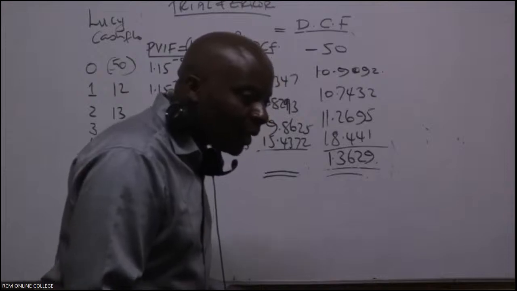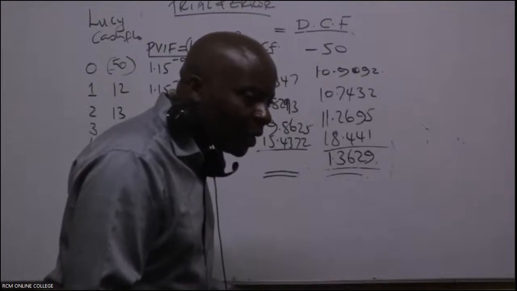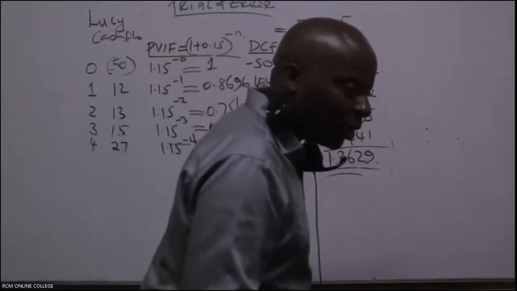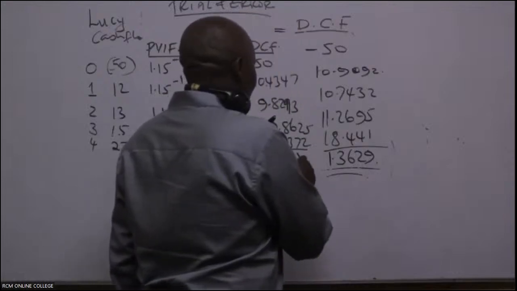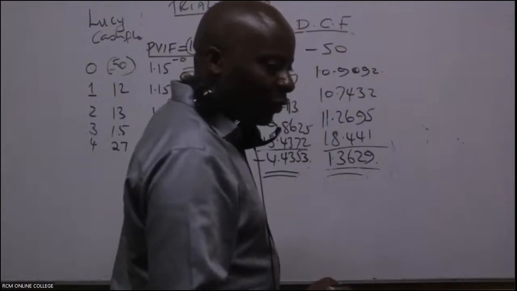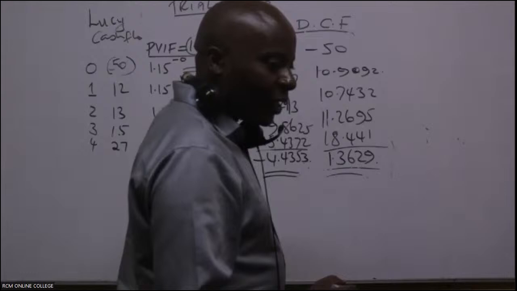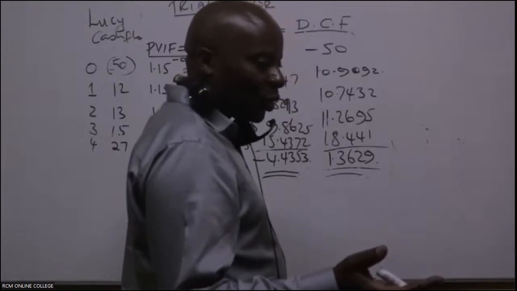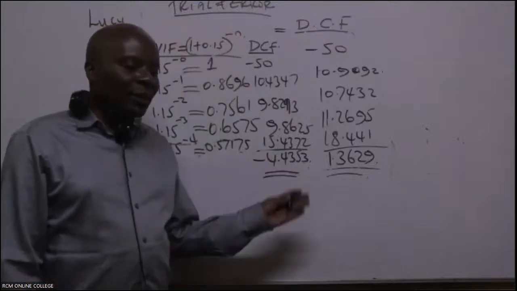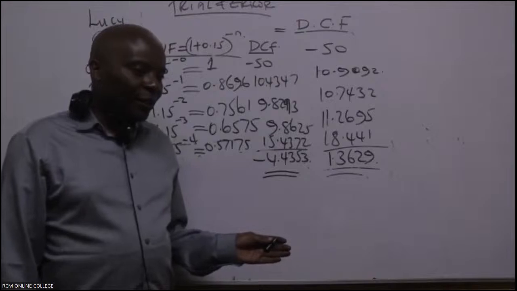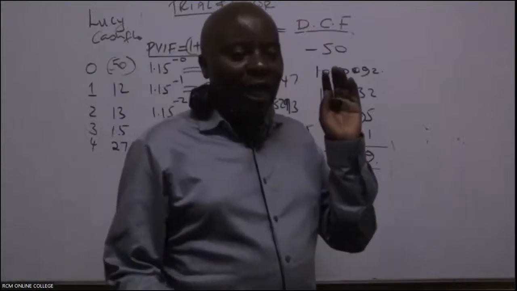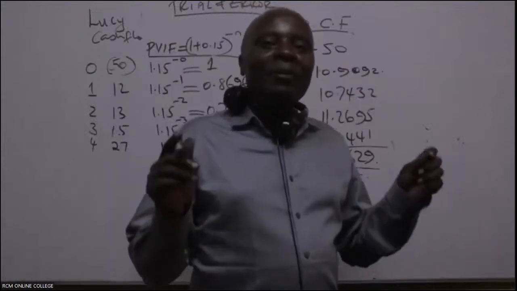Minus 4.4. Betty, you are giving me very big figures. Minus 43.53, like that, minus 4.4353. Everybody is giving me their own answers, but it's because of rounding off errors. That should never bother us, so long as you have 4.4 something. Fortunately, I happen to have a positive NPV and a negative NPV. Now I'm so lucky.